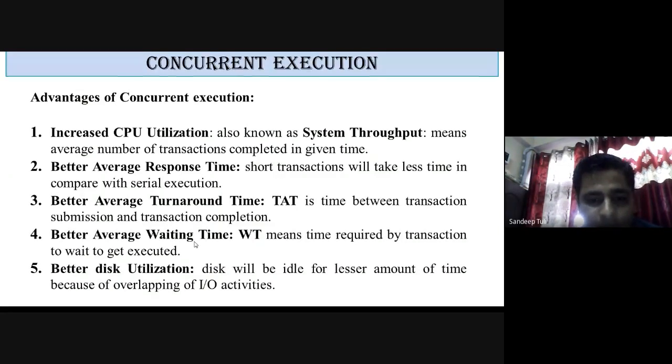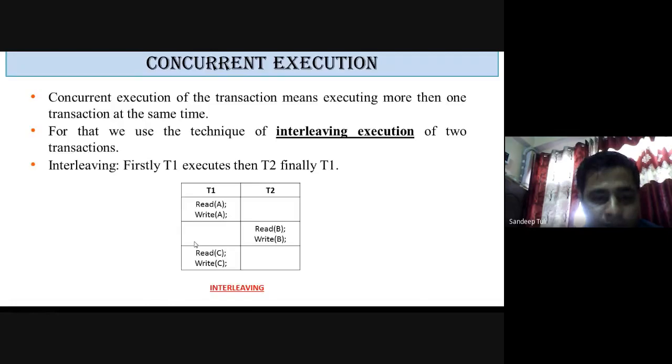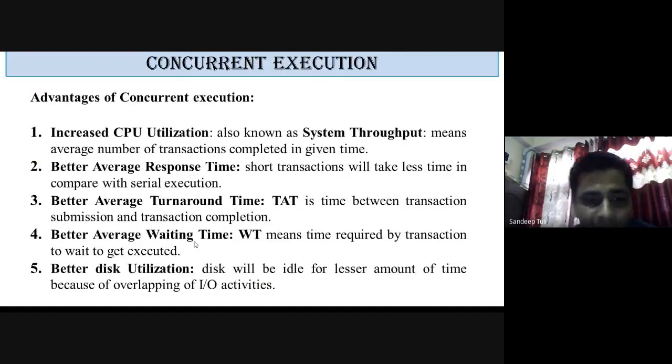Second one is better average response time. It is related to the above, meaning short transactions will take less time compared with the serial execution. Suppose T2 is a short transaction and T1 is a large transaction. Suppose I am allowing T1 to complete first. So T2 needs to wait till T1 completes. When T1 completes, then T2 only starts in the case of serial execution. But in the case of concurrent execution, it may be executed in less amount of time. So better average response time can also be achieved with the help of concurrent execution.